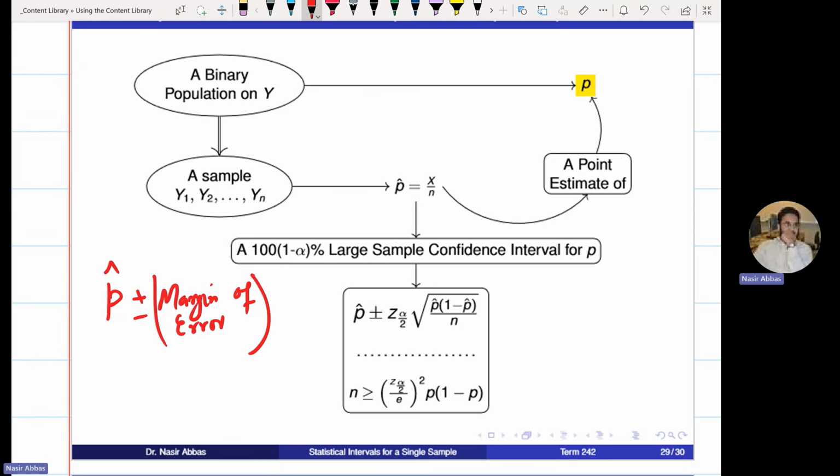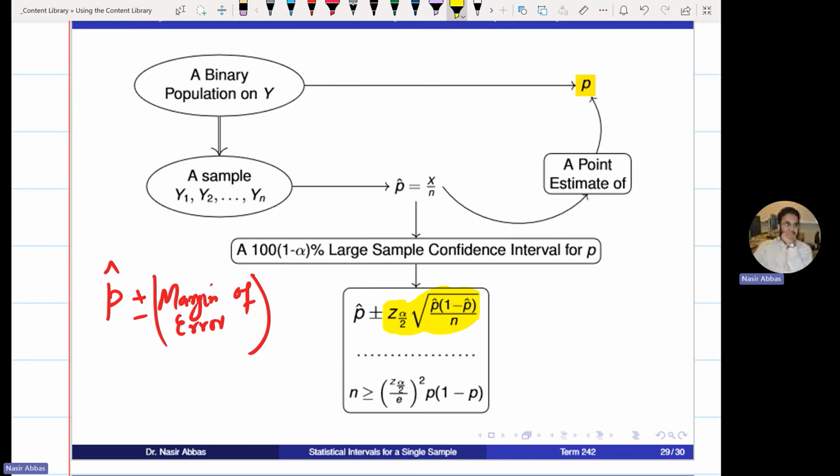And that margin of error again comes from chapter 7. We did not cover P hat in chapter 7, but again from the sampling distribution concept, that margin of error comes out to be this: a critical value from the Z table multiplied by the square root of P hat into 1 minus P hat over N. This is the margin of error. And this is the formula for 100 times 1 minus alpha percent confidence interval for the population proportion when the population is binary.